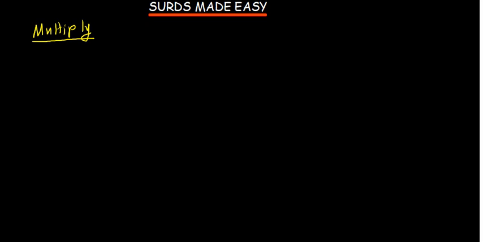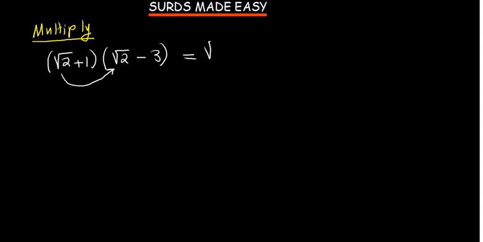Just the same way we multiply in algebra, this is also how we multiply surds. For example, if you have got a square root of 2 plus 1, and you want to multiply this by, let's say, the square root of 2 minus 3. To multiply this, get this first one, multiply with this one. That is going to give you square root of 2, another square root of 2, because we're multiplying two square roots of 2's, right? And then get a square root of 2, multiply by this one.